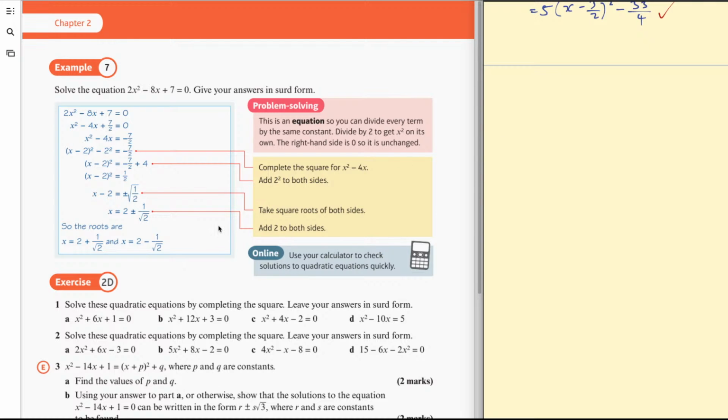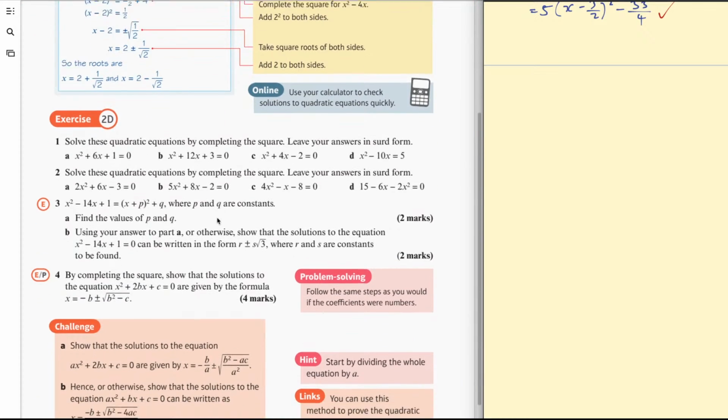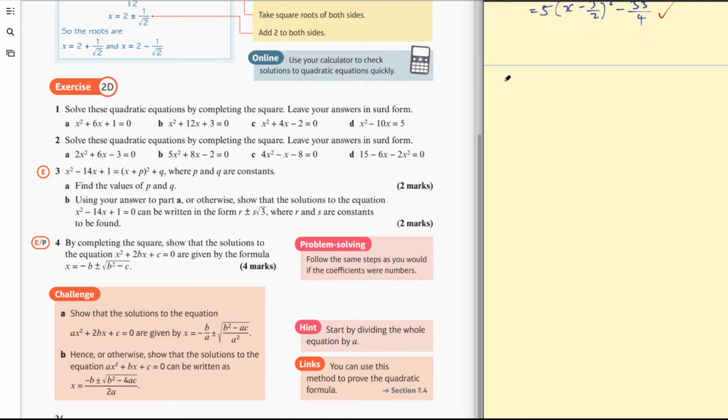Alright, so let's have a go at solving quadratics using completing the square. So this is 2D, question 1. It says leave your answers in surd form, so let's do A and B. We've got x squared plus 6x plus 1 equals 0. Remember the process, we subtract that 1 from the right hand side. We'll have x squared plus 6x equal to negative 1.